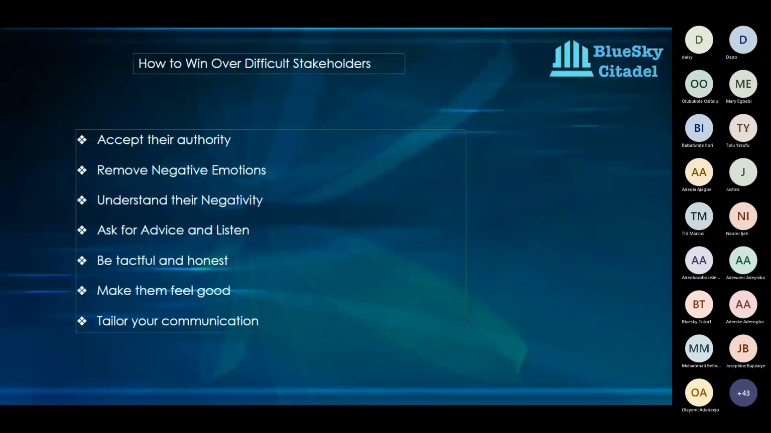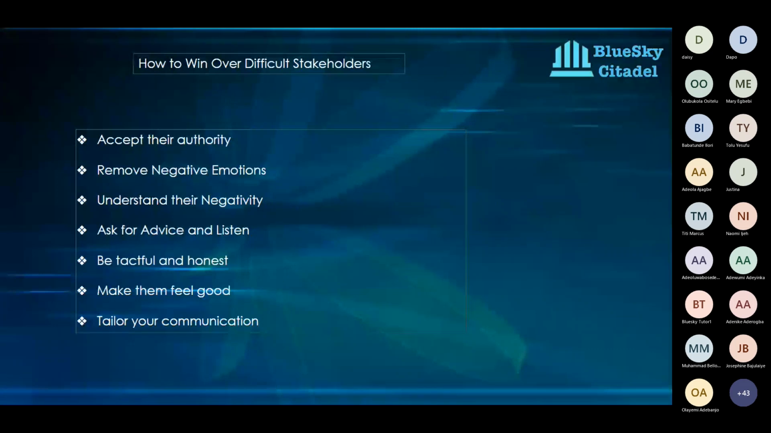Tailor your communication. Stakeholders, like I mentioned earlier on, have different needs and different expectations, including the mode of comms. When I say mode of comms, mode of communication, they have different modes of communication. Like I said earlier on, Deji might prefer emails. I might prefer jumping on a call with you. Bolu might prefer a face-to-face call with you.